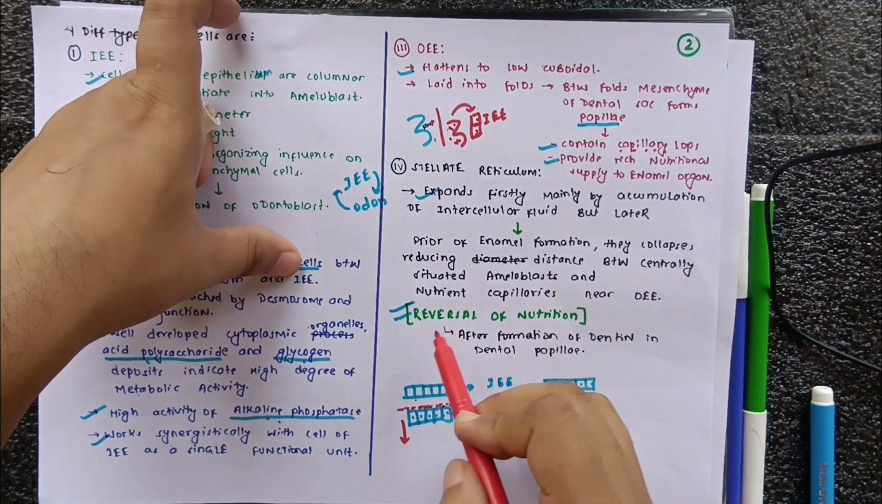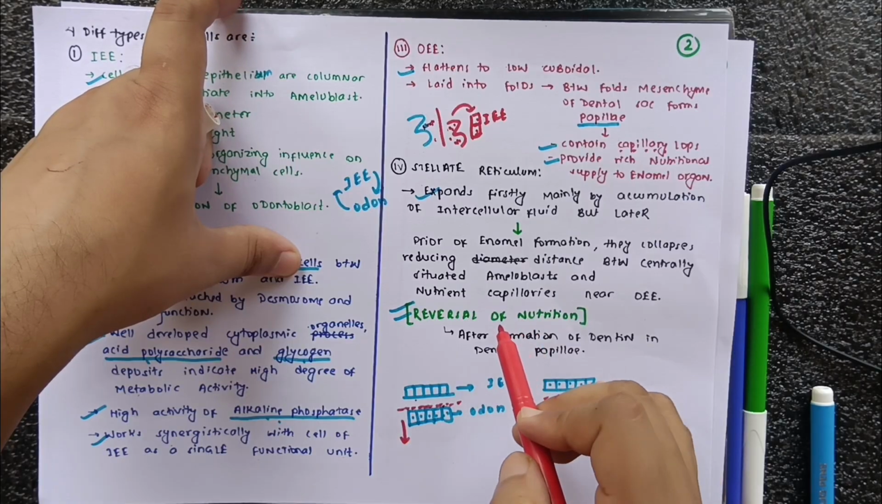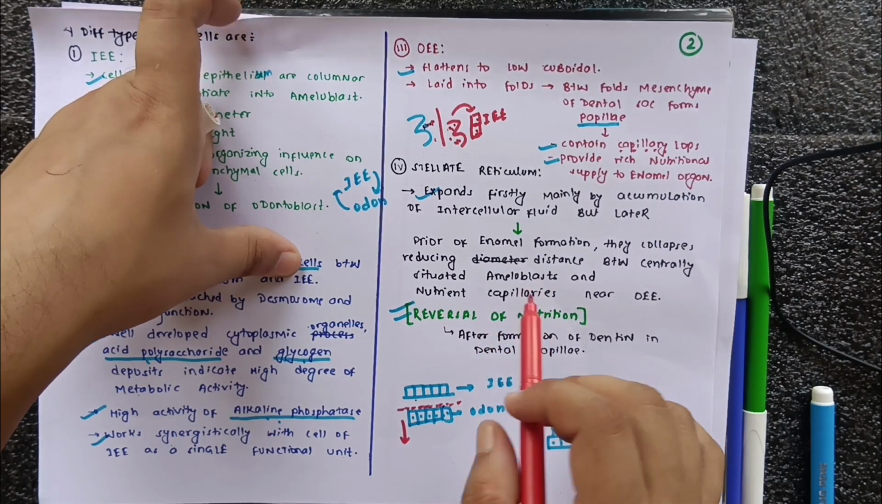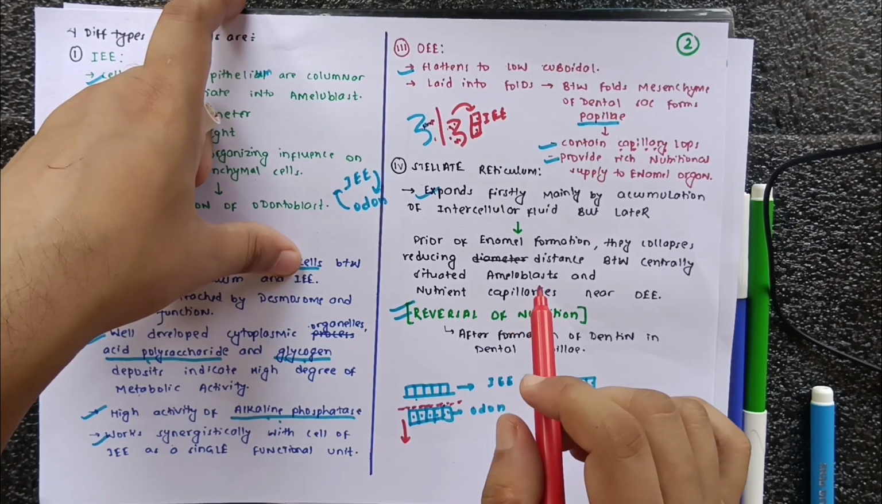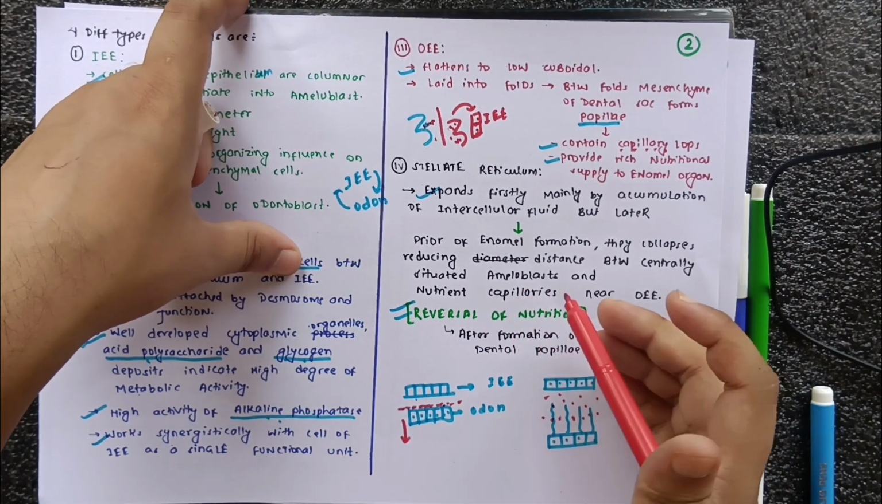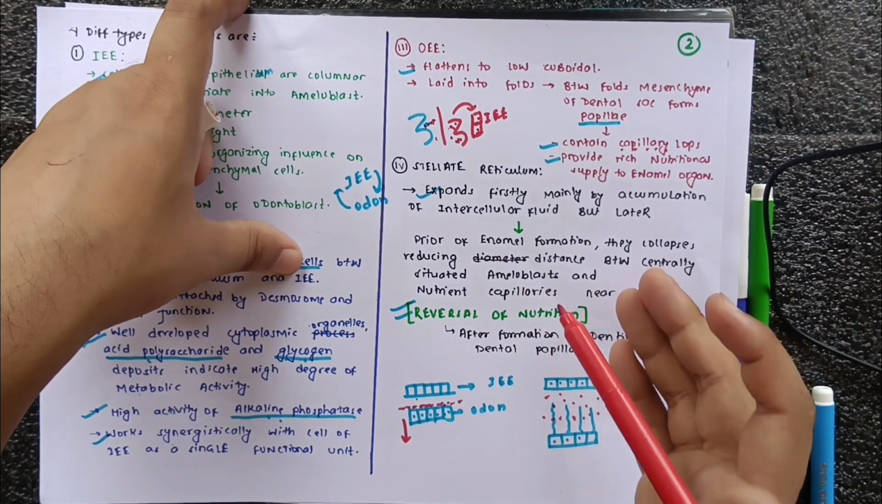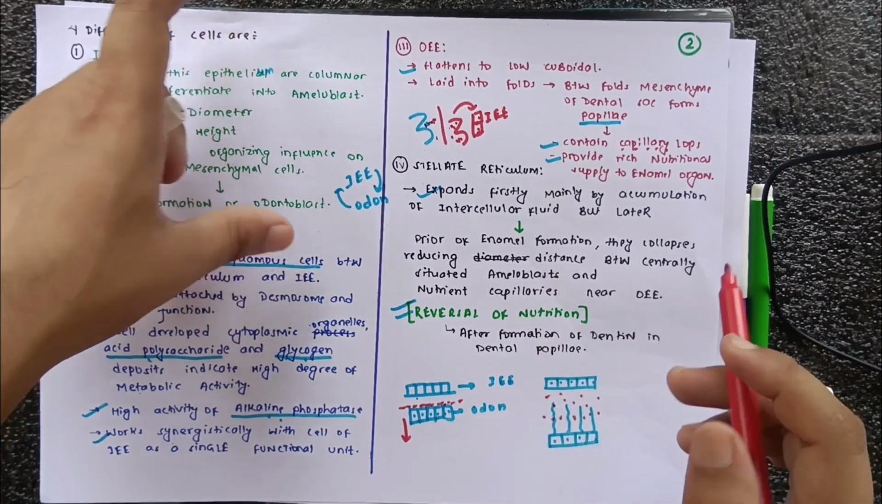Okay, so this reversal of nutrition is one of the most important things that is happening in tooth development, due to which this early bell stage is also one of the critical stages in tooth development. Sometimes they can ask you in a viva which is a critical stage in tooth development, so at that time you should tell that.